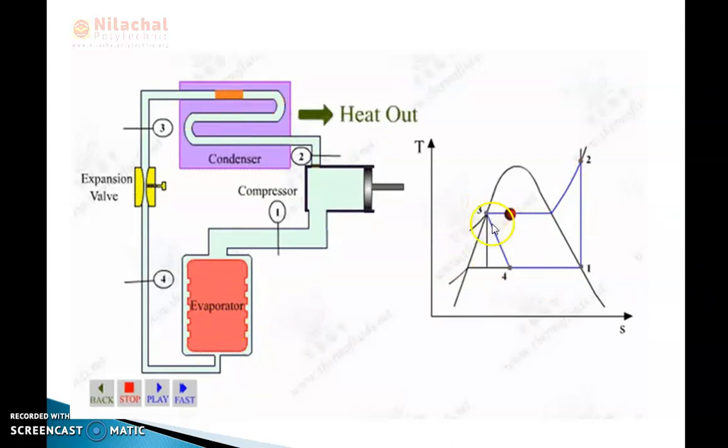So the 3 to 4 process is completed. Then the last process is the 4 to 1 process. In the 4 to 1 process you are using the evaporator. Which device are you using? You are using the evaporator. In the evaporator, what is the process name? The process name is constant pressure and temperature heat absorption process.